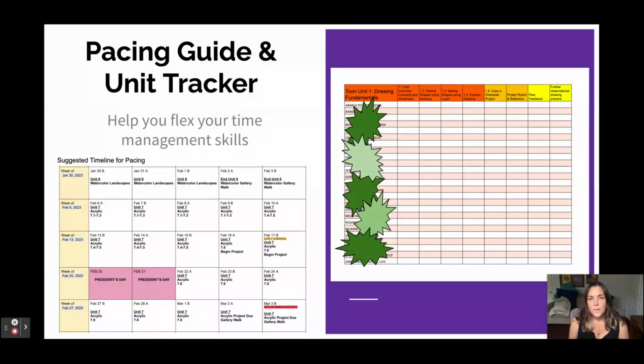I will also give you a pacing guide and keep a classroom unit tracker so that you are aware of what it means to be on pace or on time within each unit. Time management is an essential skill, but I want to make sure that you have the tools you need to practice this skill to learn to successfully manage your time well.